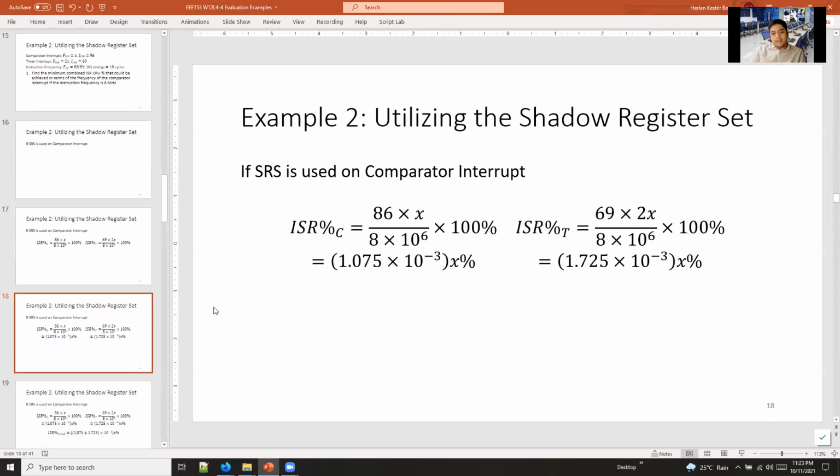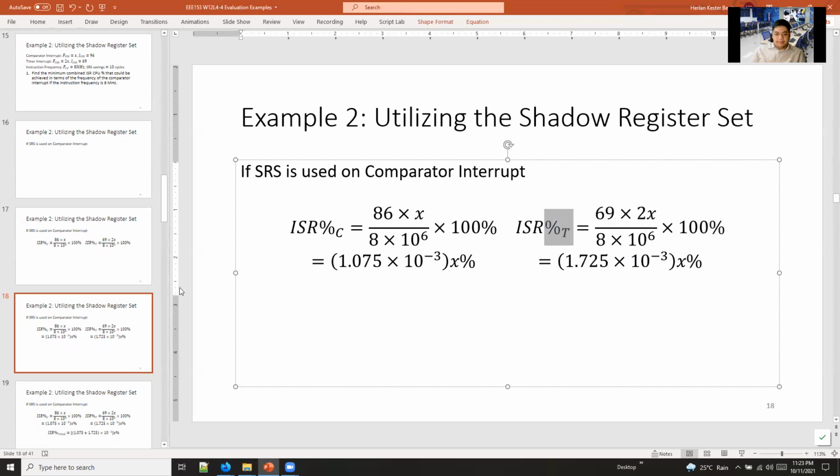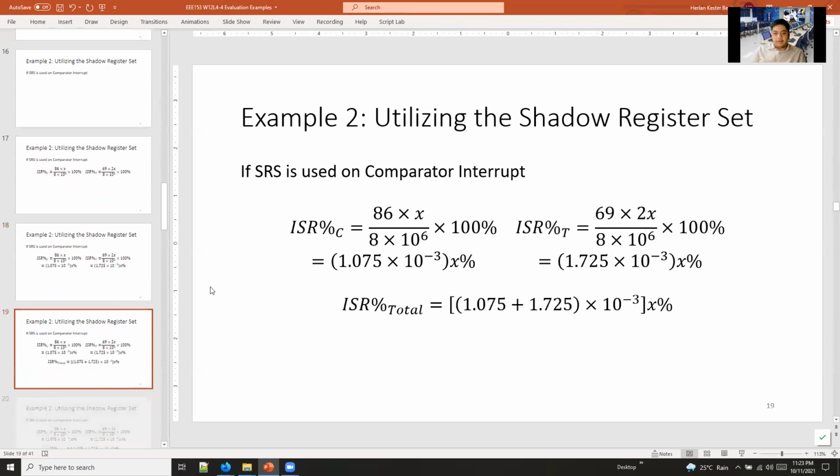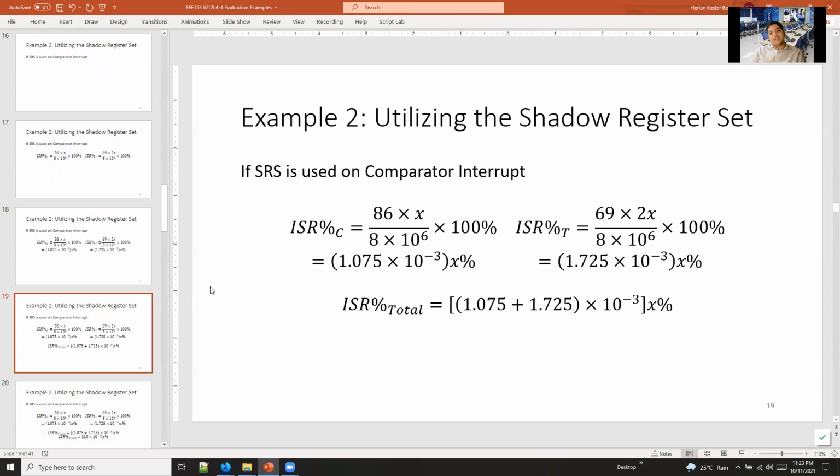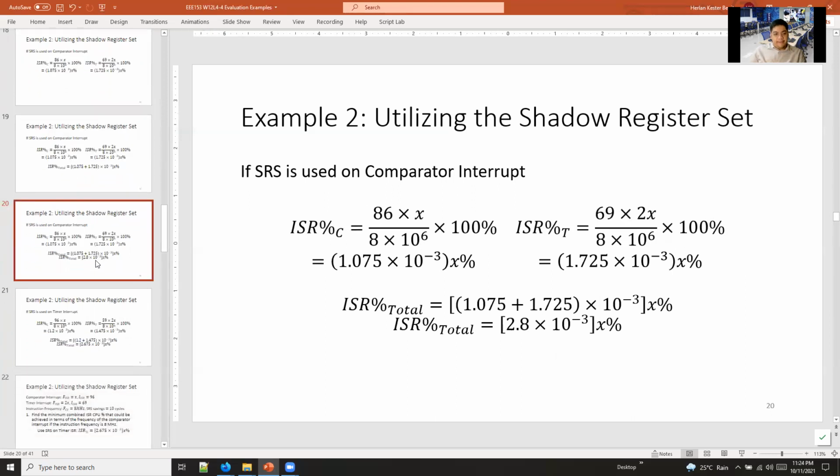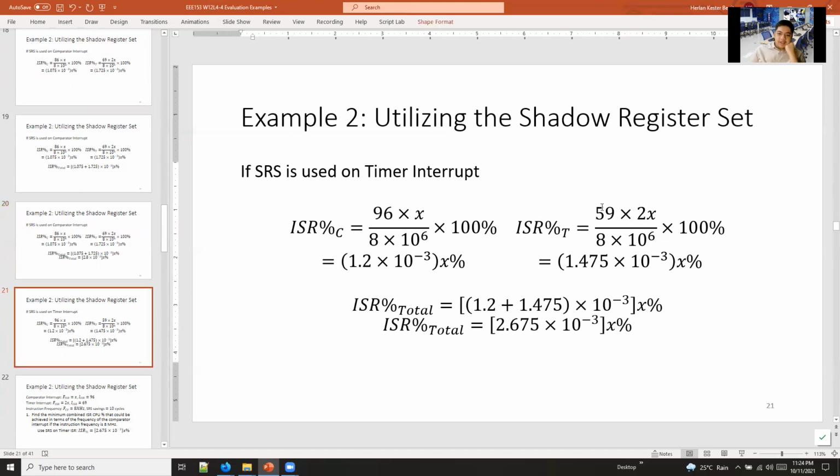So for the comparator, it's 1.05 times 10 to the negative 3 times the instruction frequency percent times the interrupt frequency percent, and then 1.725 for the timer. So when we total this, 1.075 plus 1.725, we get 2.8 times 10 to the negative 3 times yung frequency ng ating comparator interrupt.